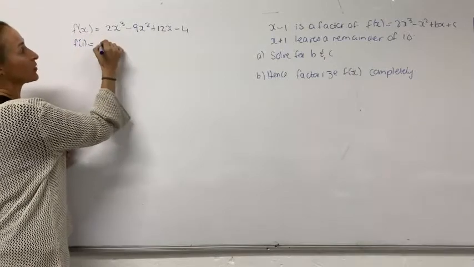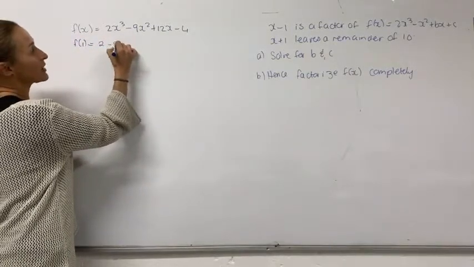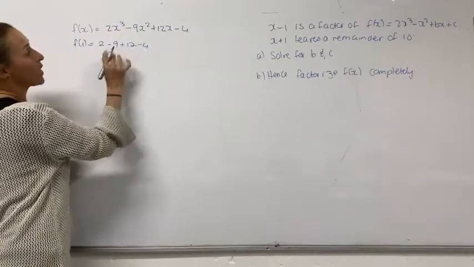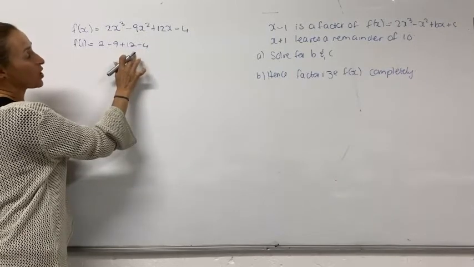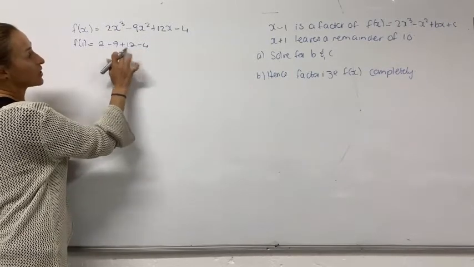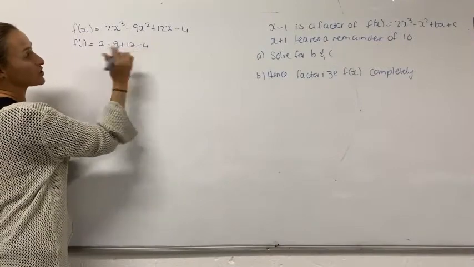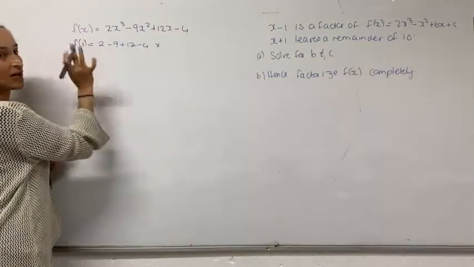We do this on our calculator and you'll get 2 minus 9 plus 12 minus 4. And if you add this up, that's going to be 14 and that's going to be minus 13. It's not equal to 0. So that's not a factor.